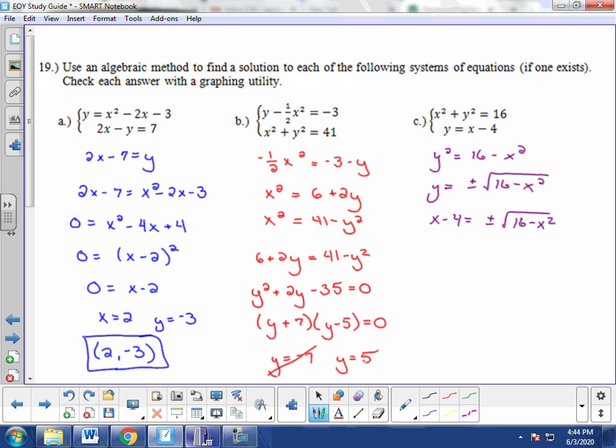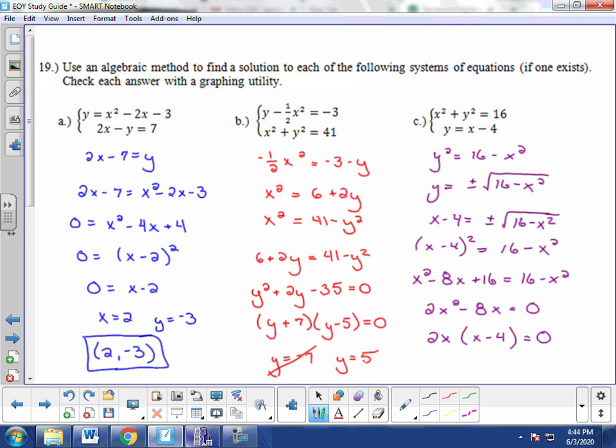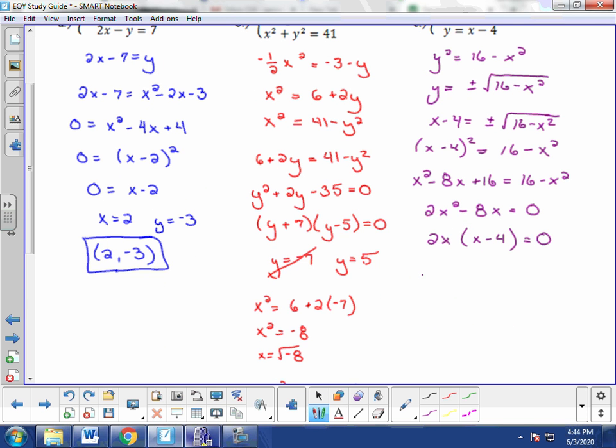In this case, I need to get rid of the square root, so I'm going to square both sides of the equation. So this would be (x minus 4) quantity squared, and that would end up giving me 16 minus x squared. So simplifying, x squared minus 8x plus 16 equals 16 minus x squared. This again is quadratic, so get all of the values to the same side of the equation. 2x squared minus 8x equals 0. Here I can factor out a 2x, so 2x times (x minus 4) equals 0. So 2x equals 0 and x minus 4 equals 0, so x equals 0 and x equals 4.